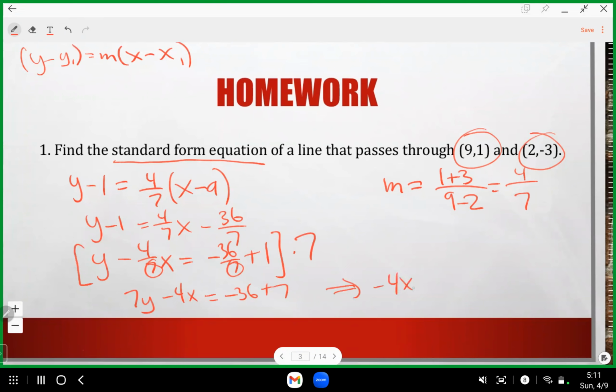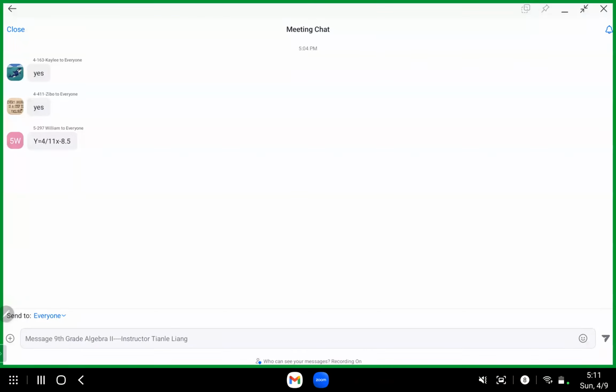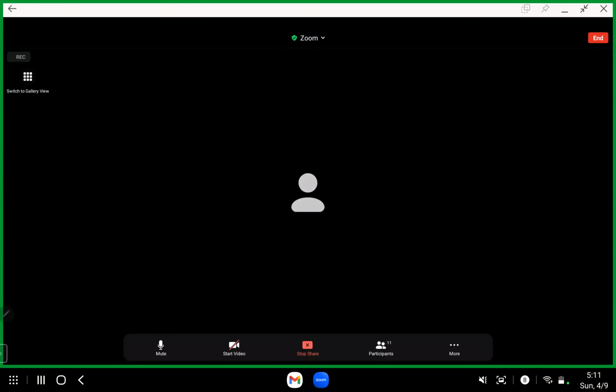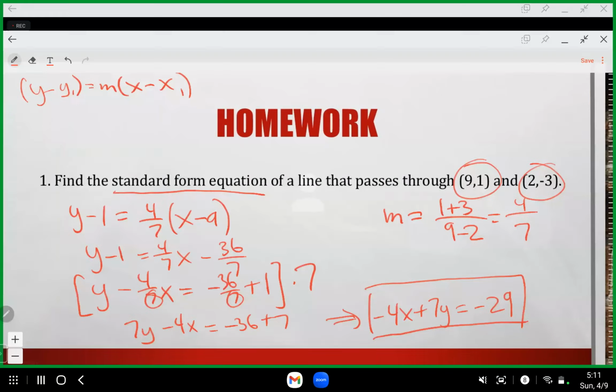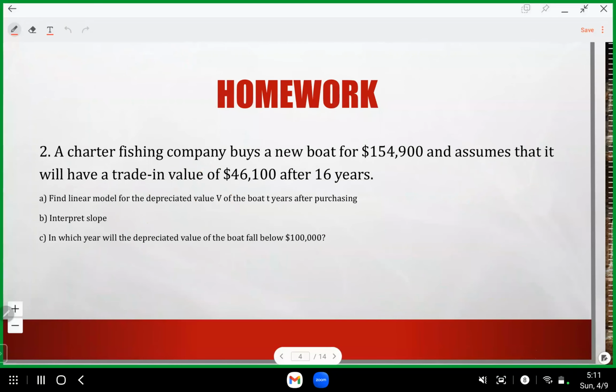Negative 4x plus 7y is equal to negative 29. That is the standard form. So I understand if you got something with fractions, but always try to see if you can simplify it. So William, your answer is totally fine, but make sure if you can simplify it like this. Okay, so let's move on to the second question.